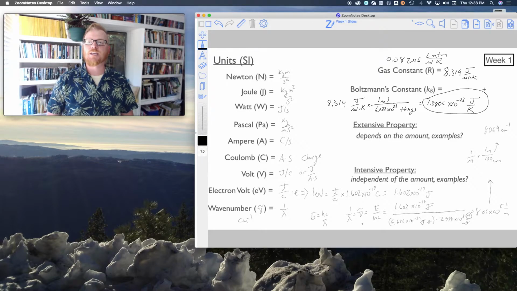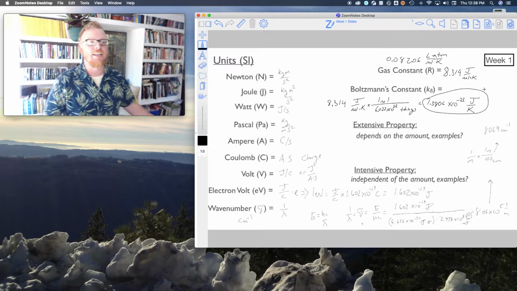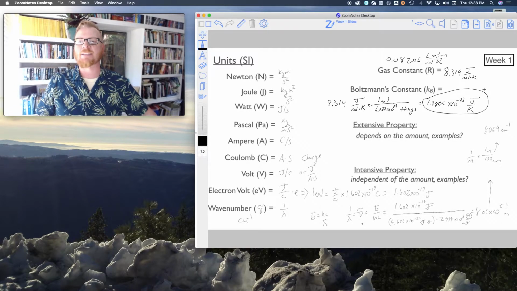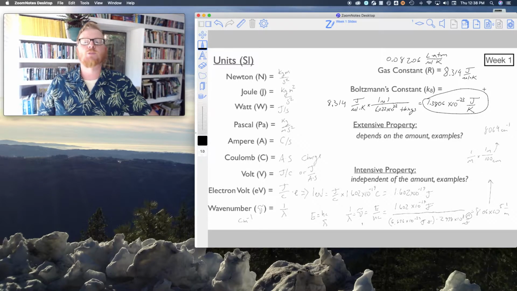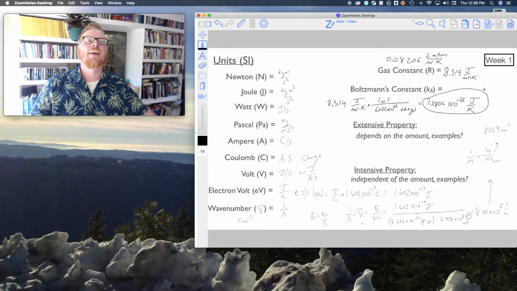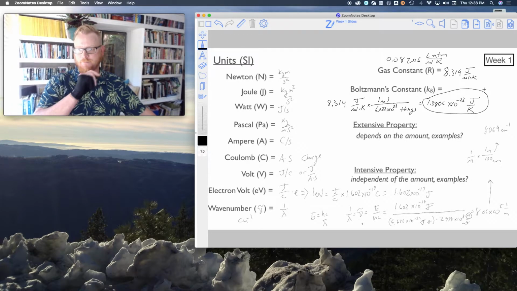So you see what I mean? You've known about Boltzmann's constant the entire time you've been a chemist. You've just thought of it as the gas constant. That's why Boltzmann's constant is Bruce Wayne and the gas constant is Batman. They're the same thing.